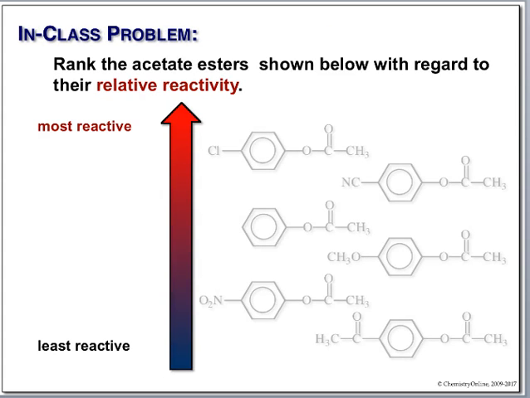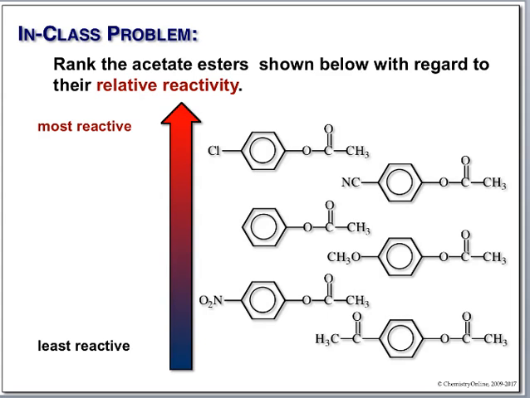All right, here's a simple problem. We've seen this before, sort of. Here's a bunch of acetate esters. Which of these are going to be the most reactive? Now, when I say most reactive, we're talking about the tetrahedral intermediate and the best leaving group. The best leaving group is the most stable anion or the strongest acid.